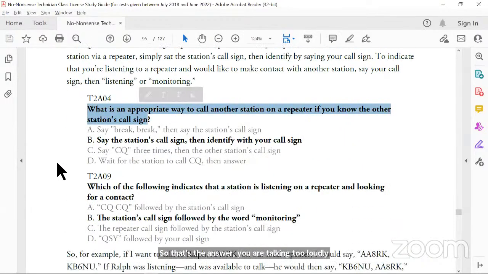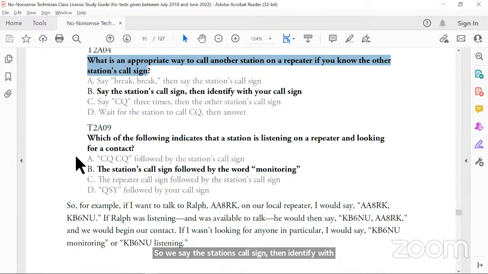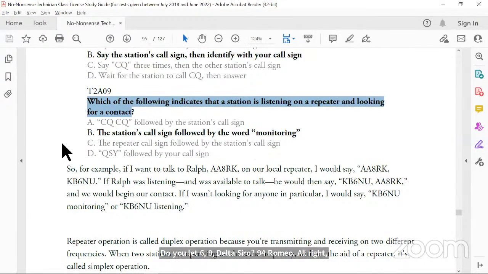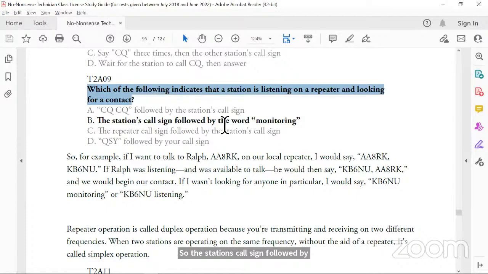Next question in the question pool. What is an appropriate way to call another station on a repeater if you know the other station's call sign? So we say the station's call sign, then identify with your call sign. Okay. So remember we went Juliet 69 Delta Sierra, 9 Yankee 4 Romeo. Continuing. Which of the following indicates that a station is listening on a repeater and looking for contact? So the station's call sign followed by the word monitoring. So 9 Yankee 4 Romeo monitoring.